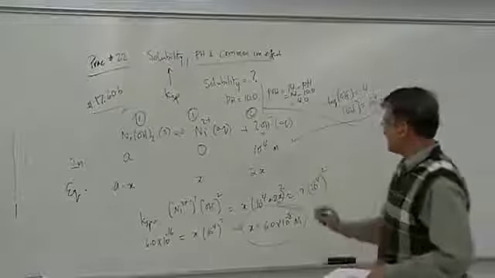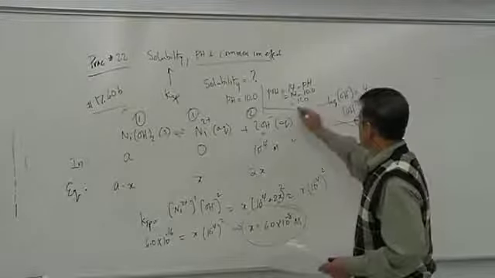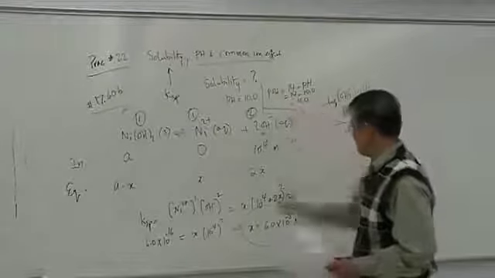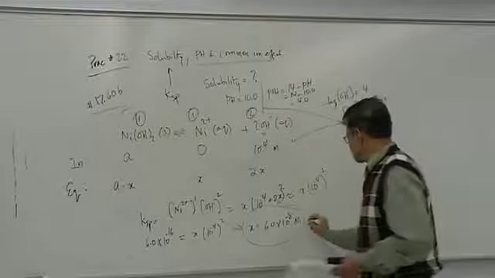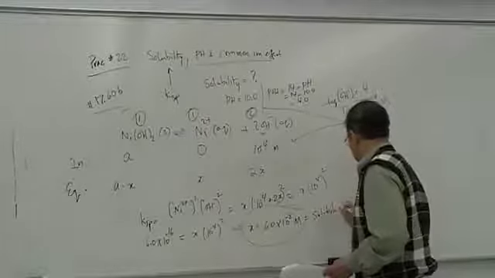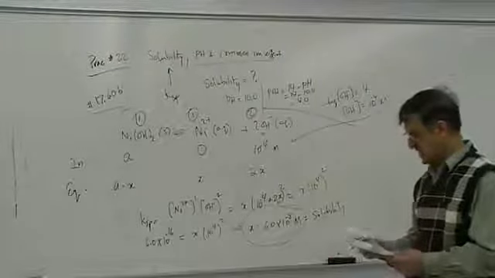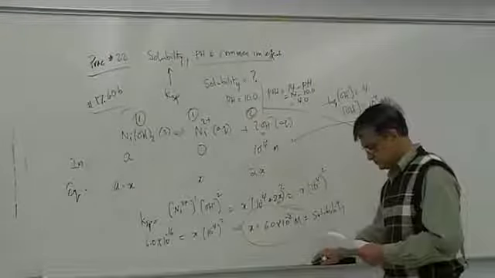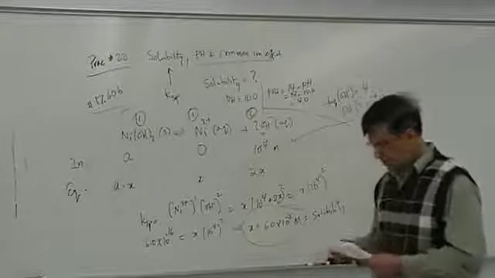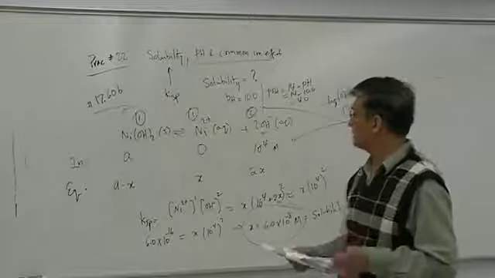So at this pH, pOH 4 or pH 10, this is solubility. Solubility is 6.0 times 10 to the negative 8 molar. So this would be the end of our second segment of this review session.